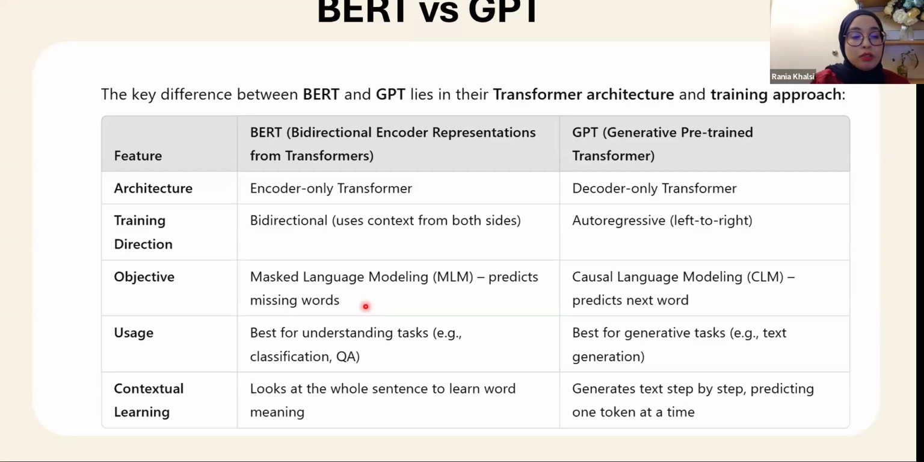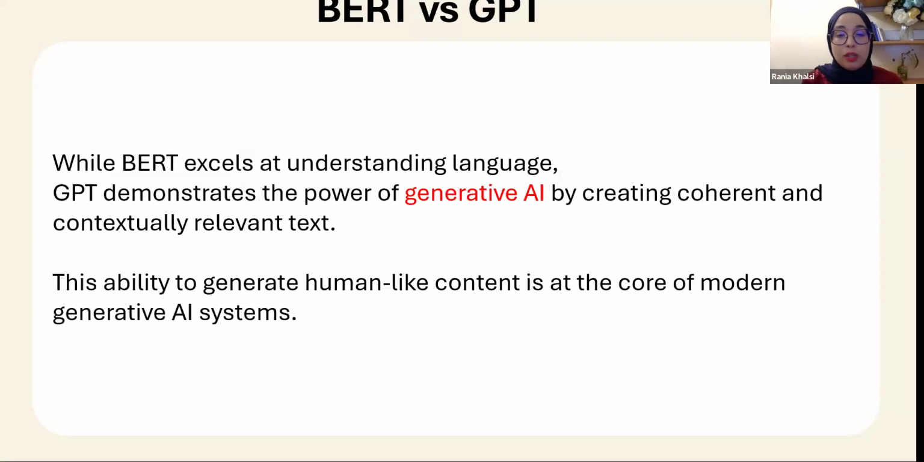Okay, there are also differences in terms of usage and contextual learning and so on. And now this maybe brings us to modern generative AI systems. If you want to summarize what generative AI is, it is essentially about giving AI models the ability to produce something new. That's it: generate, produce something new.